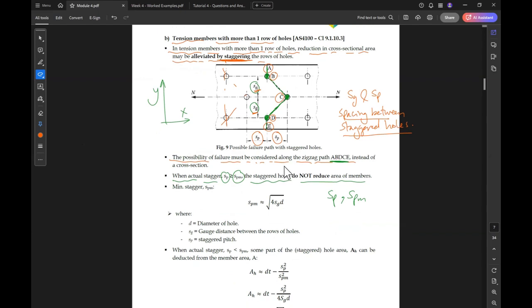Okay. So what we need to do is compare the actual s to s minimum, the minimum stagger. The minimum stagger s min equals the root of 4 g times d, where d is the diameter of the hole, g is the gauge distance between the rows of holes, and s is the staggered pitch. Okay, so we have minimum spacing s min equal to root 4 g d.